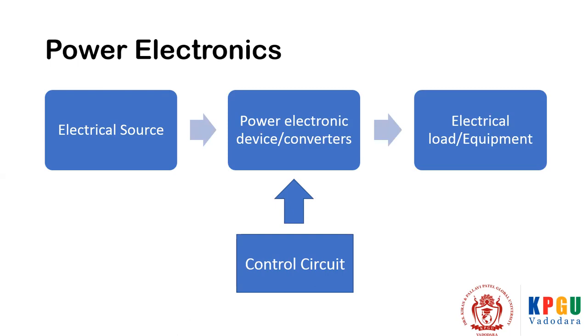So you have a source and you have a load, but the available energy, say voltage, current, which is supplied from it, is not suitable for the load or equipment which is going to use it. So in between, you have an arrangement known as a power electronic device or converters, which are controlled by a control circuit, and the whole arrangement is power electronics.